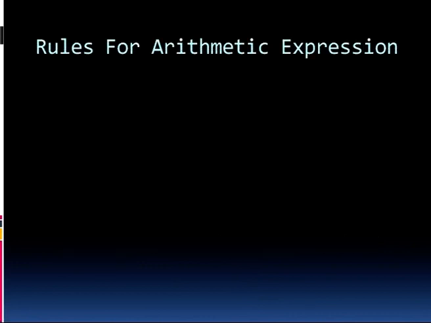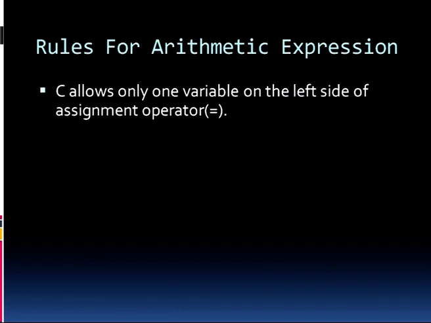There are some rules for arithmetic expressions. C allows only one variable on the left side of the assignment operator. For example, c equals a plus b is a valid expression, while a plus b equals c is an invalid arithmetic expression because C does not allow an arithmetic expression on the left side of the assignment operator.